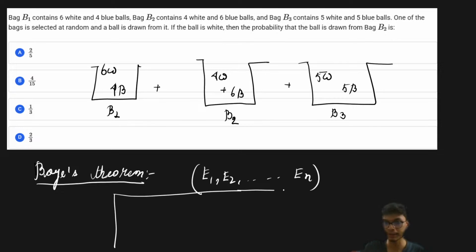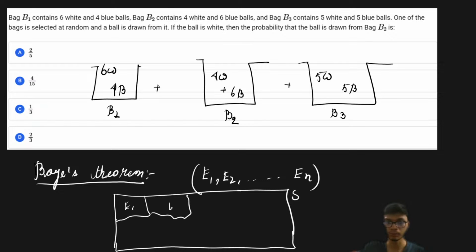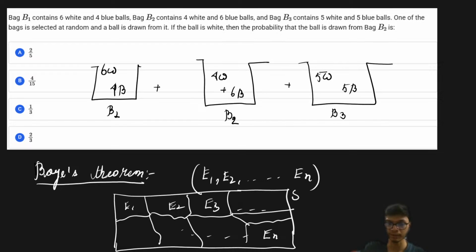Now, if we draw a pictorial diagram, this is the entire sample space, this is E1, this is E2, this is E3, and so on up to En. These are all the events that are parts of this sample space. All of them are mutually exclusive and exhaustive, so they have no intersection.